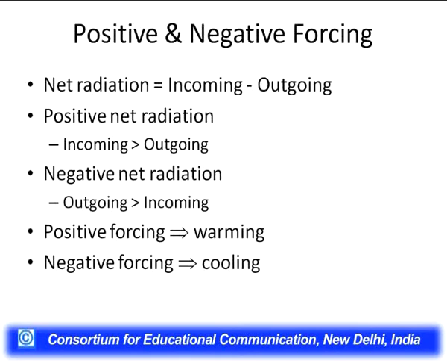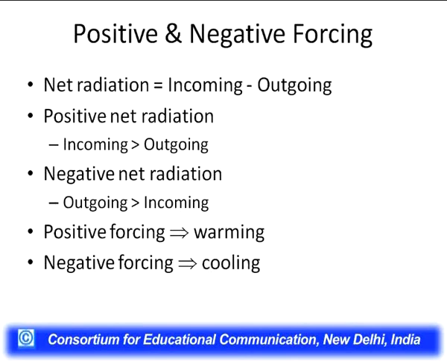Now, net radiation, from what we discussed and the many pictures we have seen, should be exactly balanced. I mean, the incoming amount of radiation should equal the outgoing amount of radiation. If it is not the case, and incoming is more than outgoing, then we'll say that it is a positive net radiation.